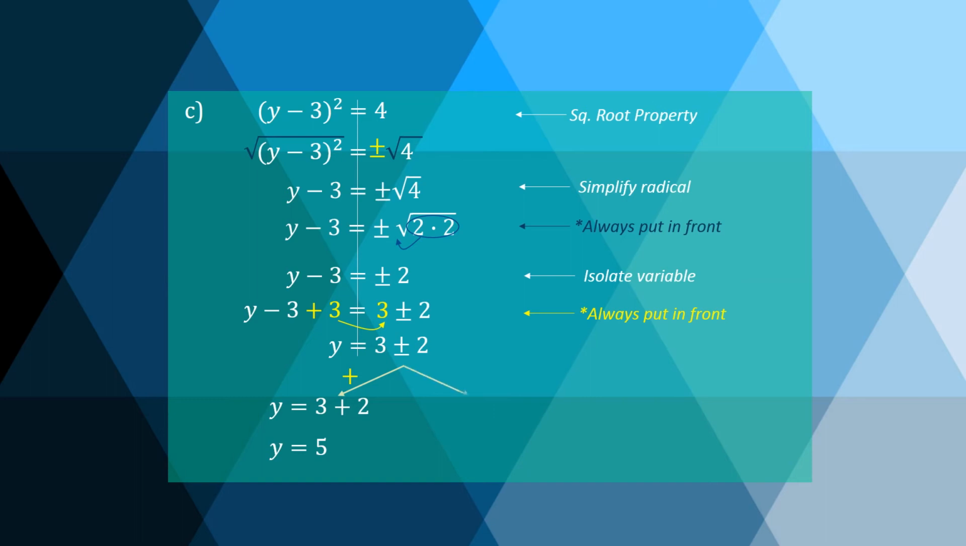Now let's investigate the minus version. That means y equals 3 minus 2. And again, we know 3 minus 2 is 1. So these are your solutions.